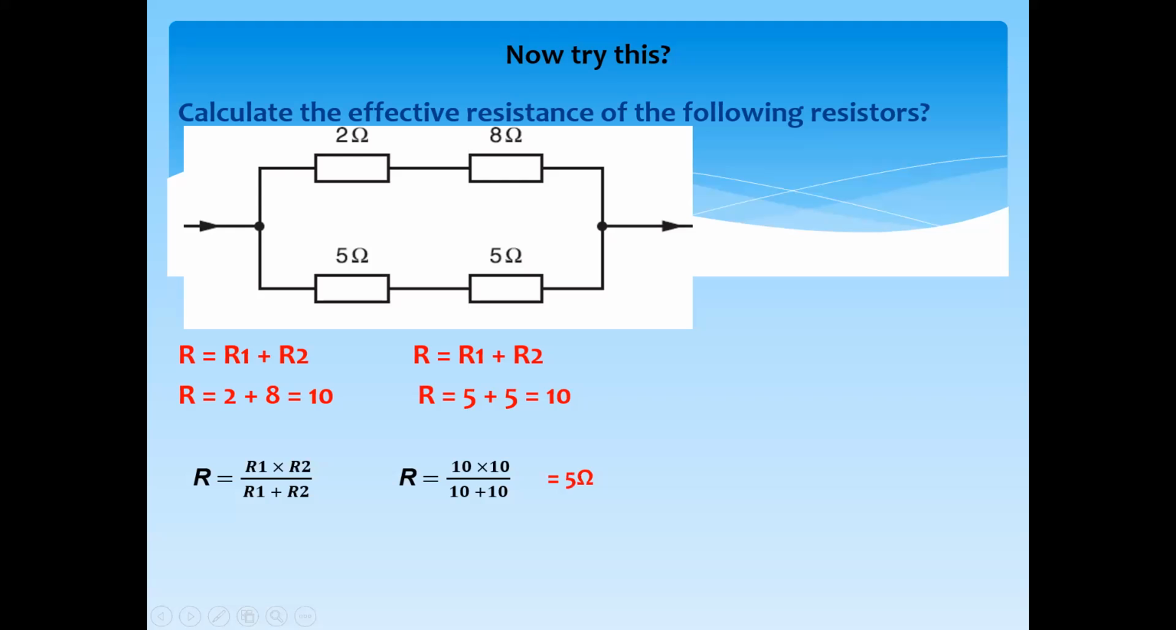Same way, we might have a parallel combination like two resistors in parallel and then in series, or we might have two series resistors and then a parallel combination. So how to get the total?